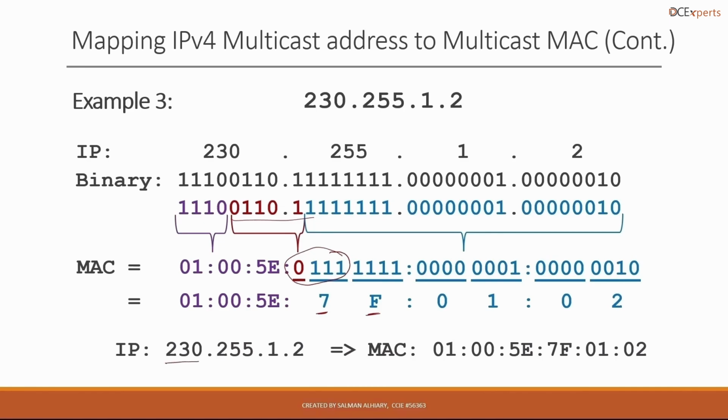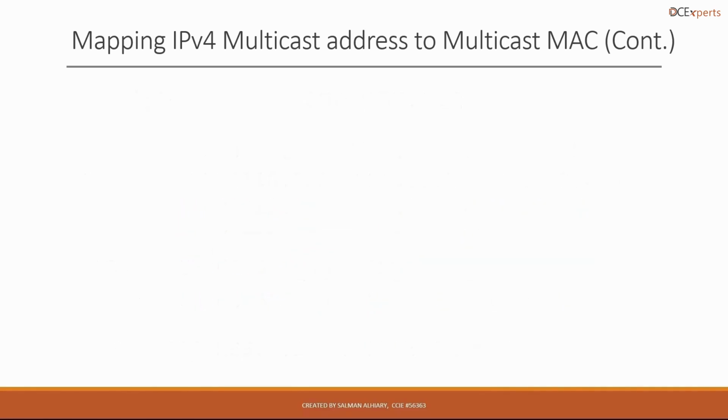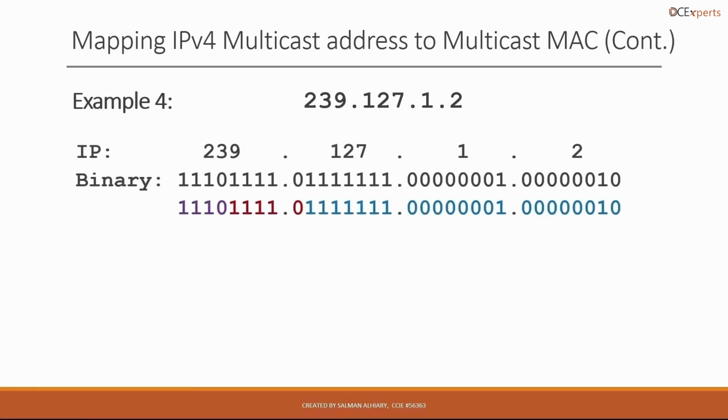Here we have 230.255.1.2. The MAC address is 01005E 7F0102. Okay? So 7F0102. Next example, 239.127.1.2. Okay? 239 in binary is this, and 127, here we have 0 and all ones, then 1, 2.